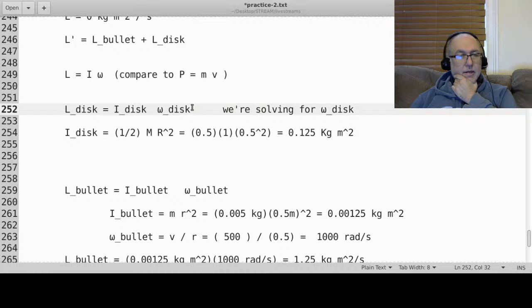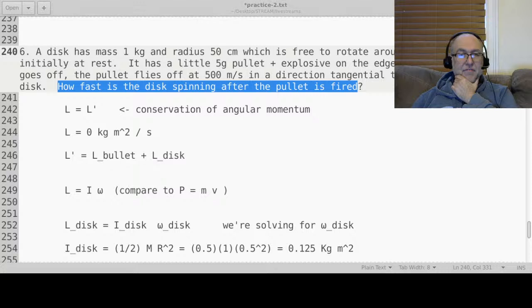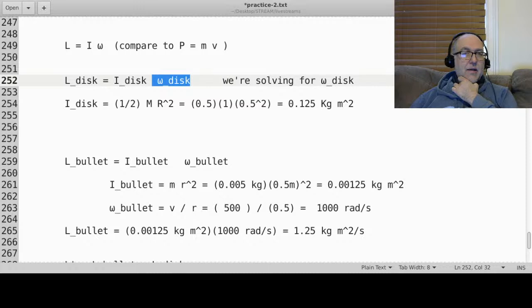Let's calculate each of these pieces on their own. Well, the angular velocity of the disk, there's nothing to calculate because that's what we're solving for. I said, how fast are we spinning after the bullet is fired? How fast is the disk spinning? So that's omega of the disk. We don't find a number to substitute in; we're going to calculate that.